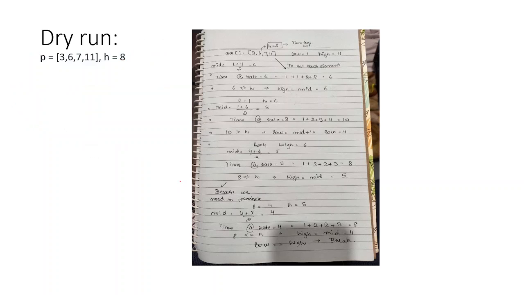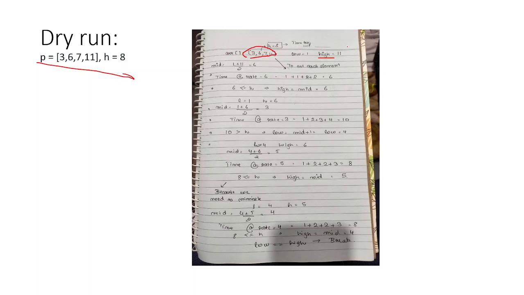So let's dry run this. Let's take this example, and we know that the elements are 3, 6, 7, 11, and the hours total is 8. We have to find the minimum value of k, right? So first we set the low value as 1, and we take the high value as the maximum of this.